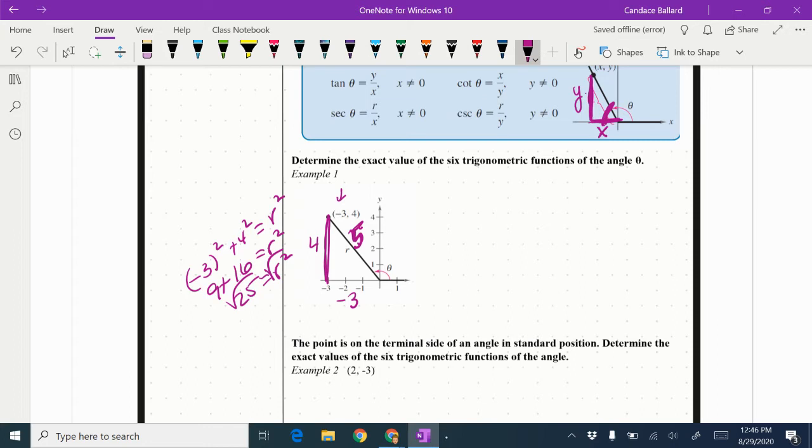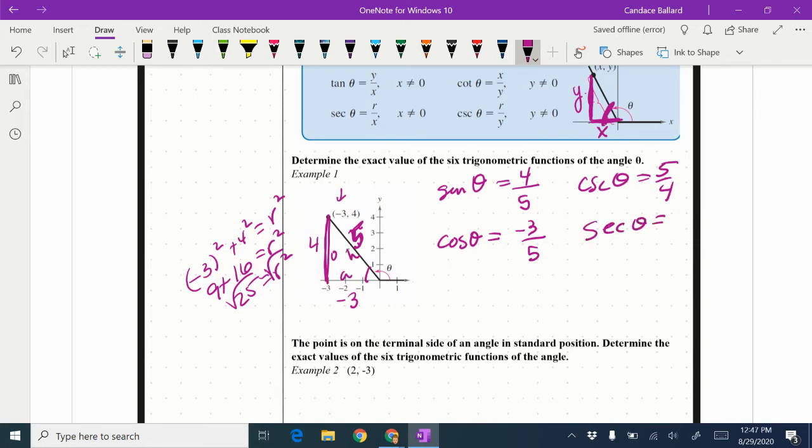Now I'm ready to find my 6 trig functions. So I've got the sine of theta equals, and here's my theta, opposite, adjacent, hypotenuse. So opposite, which is 4 over hypotenuse 5. I get my cosecant for free because I just get to flip it. And then the cosine of theta equals the adjacent -3 over the hypotenuse 5. And the secant we get for free because I just get to flip it around. So -5 over 3.